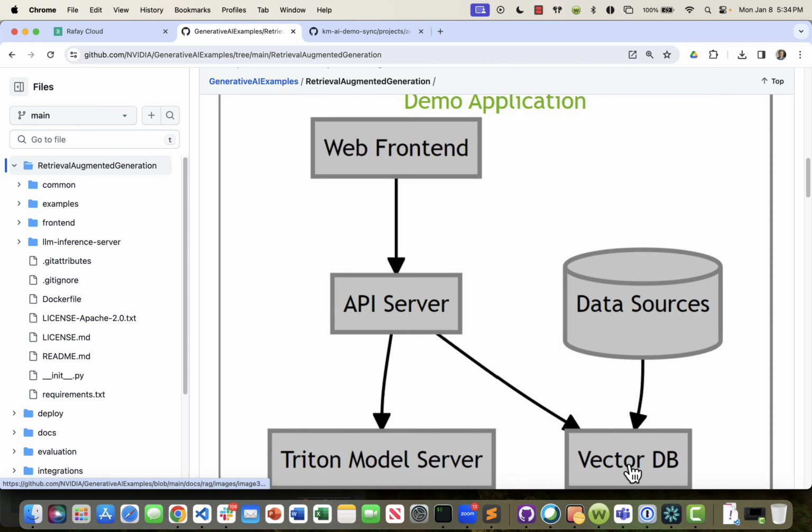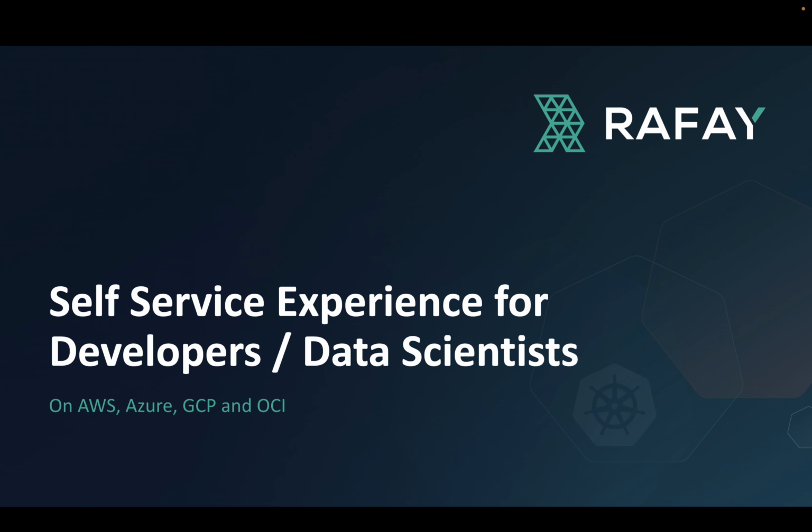The Rafay team has collaborated with Nvidia to develop a reference template based on Rafay Environment Manager for mutual users. With this template, developers and data scientists can deploy and experiment with the Linux-based RAG application in a single click on the top 4 public clouds, that is AWS, Azure, GCP, and OCI.